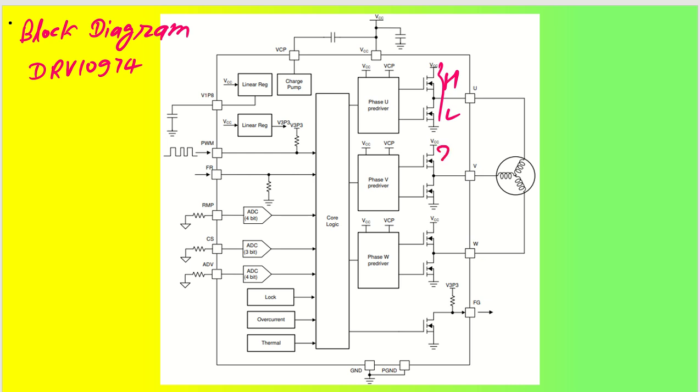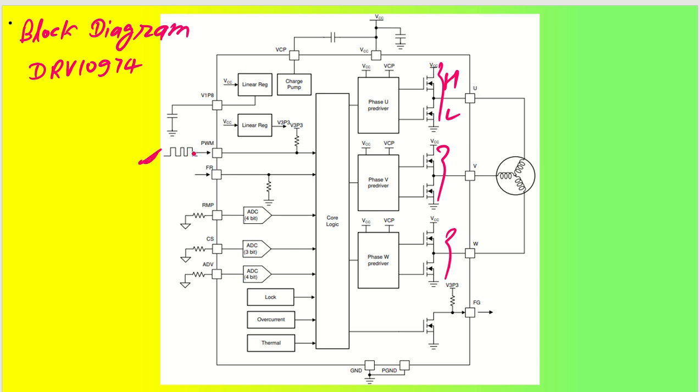So in all these three phases we have high-side and low-side driver MOSFETs that give you the motor driver output, right? And it has inbuilt pre-driver ICs as well, like phase U, phase V and phase W. Coming back to the input side, we have a 1.8 volt internal regulator. Then we have PWM control.